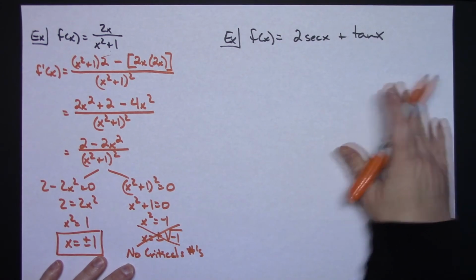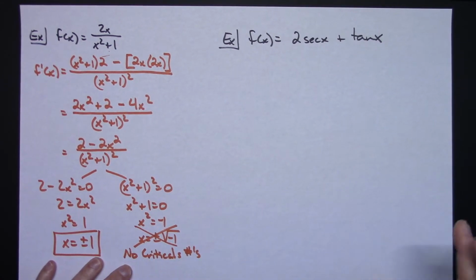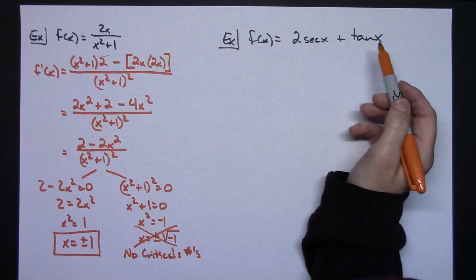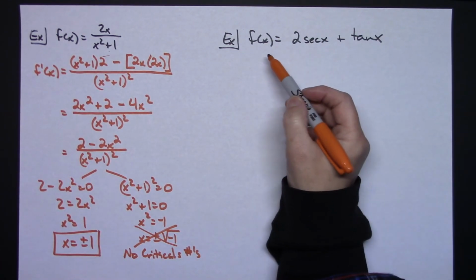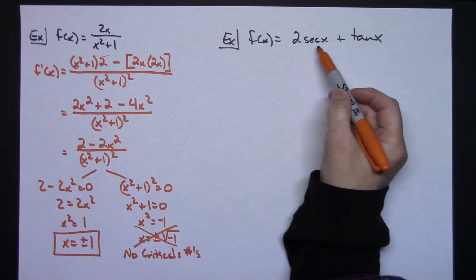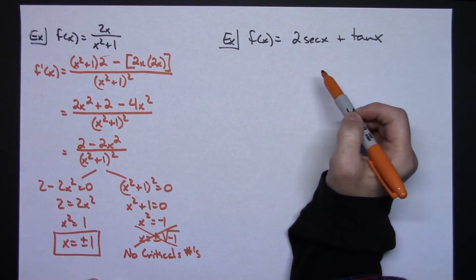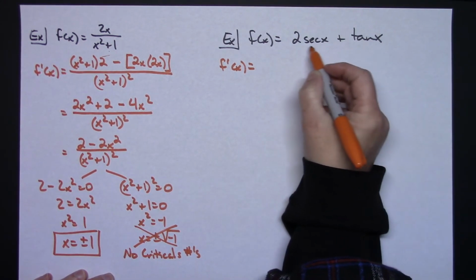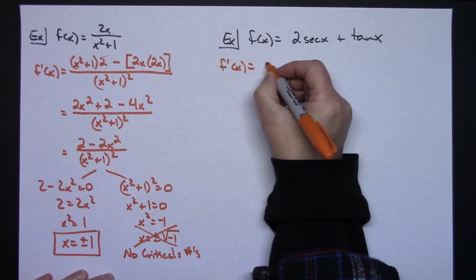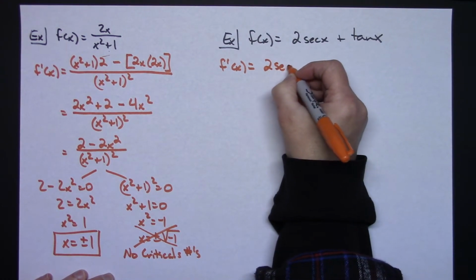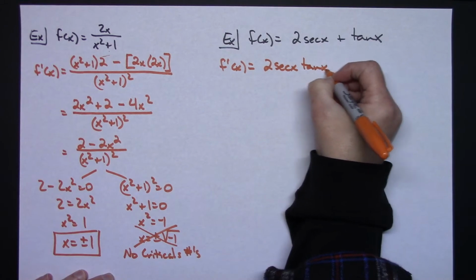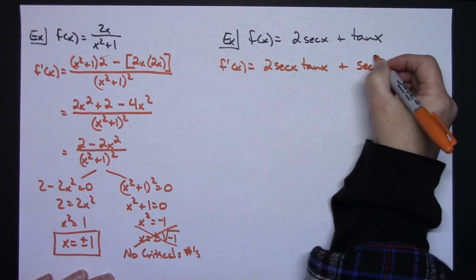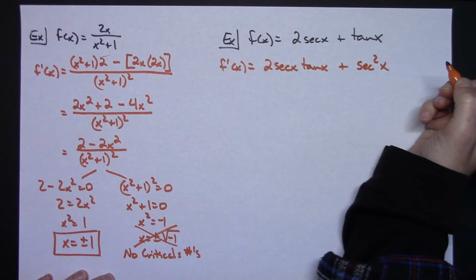Okay, now, inevitably, probably, you're going to have to do some trig functions, maybe even some exponential functions of those natures as well. But I thought I would pick a trig example here. So f of x equals 2 secant x plus tangent x. Okay, so the first thing I need to do is find my derivative. Alright, so derivative of secant is secant tangent. So 2 secant x tangent x. Alright, and the derivative of tangent is secant squared. So secant squared x. So a pretty simple derivative there.